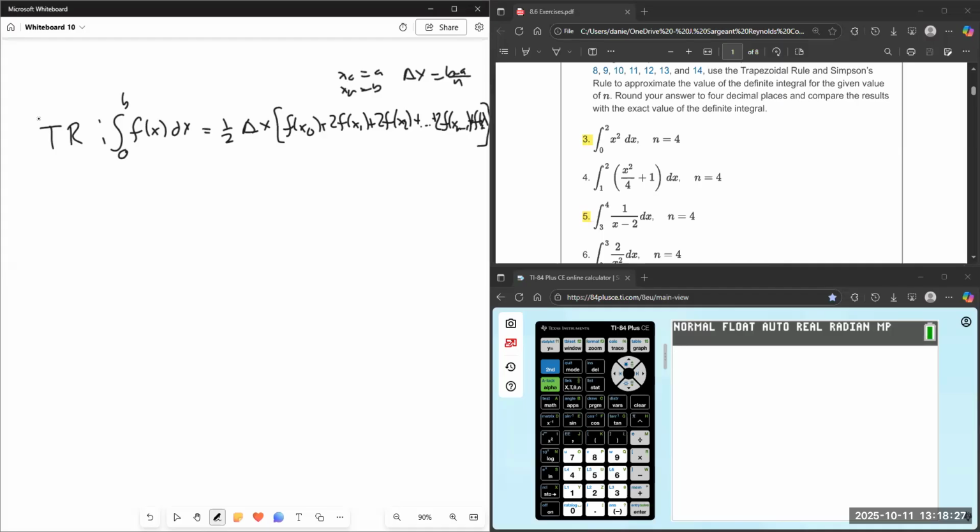And this is related to the area of a trapezoid. Don't worry too much about how it came about. That's explained in your book if you're really interested in that.